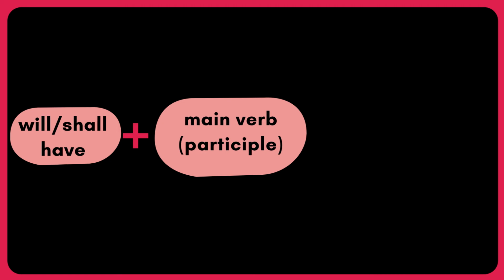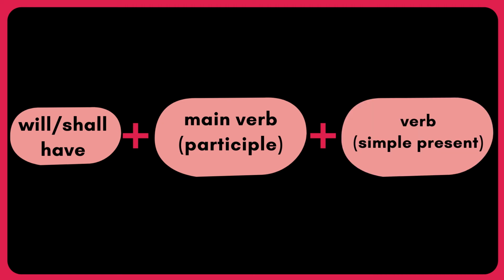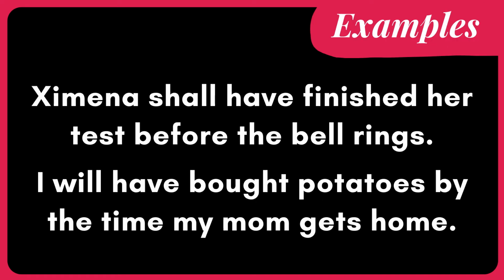It follows the format will or shall plus have plus a verb in past participle form plus second verb in simple present form. For example, Jimena shall have finished her test before the bell rings. I will have bought potatoes by the time my mom gets home.